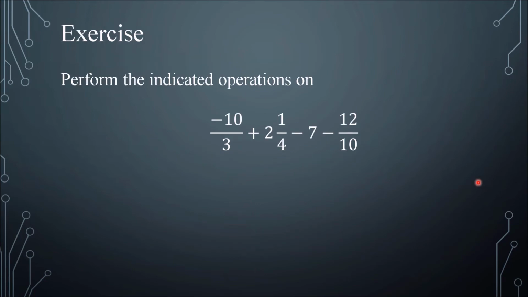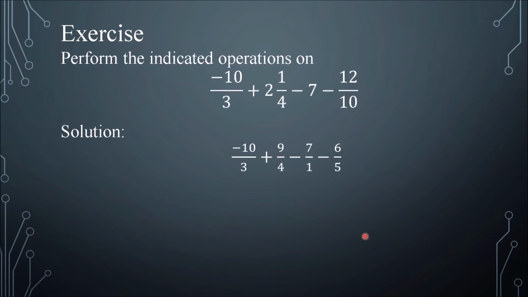Now let's have an exercise. Perform the indicated operations on negative 10 over 3 plus 2 and 1/4 minus 7 minus 12 over 10. Let's have the solution. First, this mixed number must be changed to an improper fraction. So that's 4 times 2, 8 plus 1, 9. So that's 9 over 4. Now this whole number must have a denominator of 1. So negative 7 becomes negative 7 over 1.